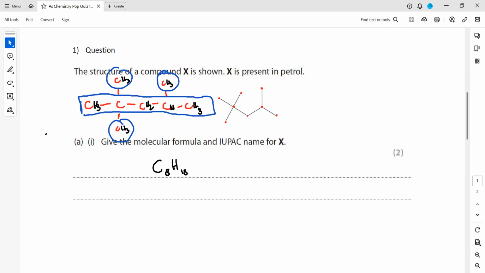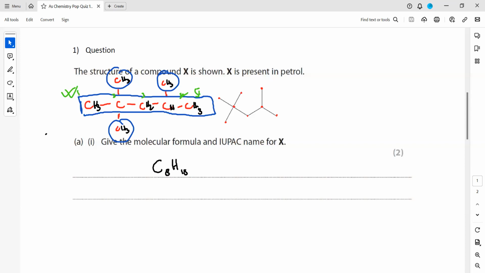So if I number from the right hand side, 1, 2, at the second position I have a branch. But if I number from the left hand side, I have a branch at the second position, but I have 2 branches on the second position. So I will give priority to the 2 branches on the second position. That's why we'll give priority to this. So 1, 2, 3, 4, 5. So at the second position, we have 2 branches, and at the fourth position, there's another branch.